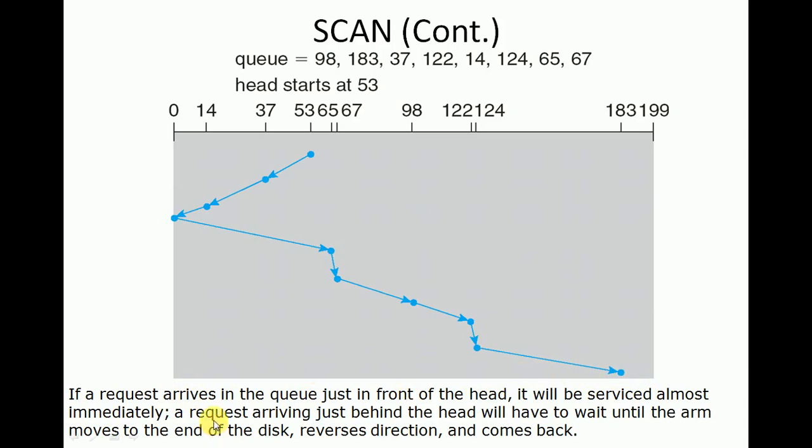In this particular algorithm, if a request arrives in the queue just in front of the head, it will be served almost immediately. But the problem is, whenever a request arrives just behind the head, then we have to wait until the arm moves to the other end of the disk, reverses the direction and comes back. Until that, we have to wait. So that is the problem we'll be facing in case of scan.